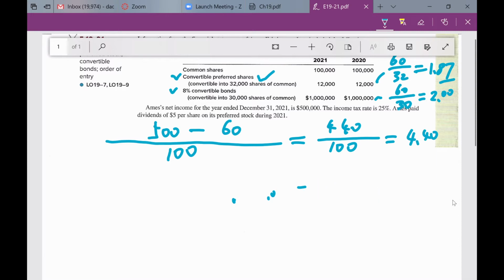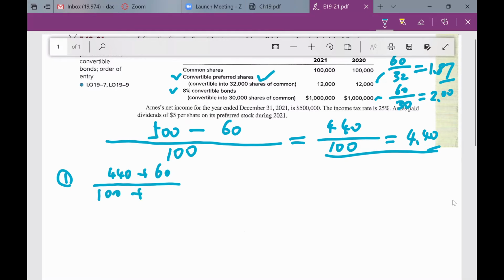Let me erase this part. We're going to add convertible preferred stock to the basic earnings per share first. Remember, this is the basic earnings per share. So this is step number 1. You add it to 440; we add 60 on the top, and this is 100, then at the bottom we add 32. So this is 500 divided by 132.